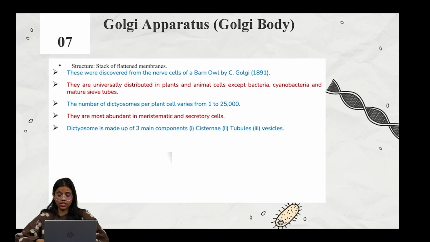The seventh one is the Golgi apparatus, also known as the Golgi body. If we talk about the structure, it has a stack of flattened membranes. These were discovered from the nerve cell of a barn owl by C. Golgi in 1891, and they are universally distributed in plant and animal cells except for bacteria, cyanobacteria and mature sieve tubes. The number of dictyosomes per plant cell varies from 1 to 25,000, and they are most abundant in meristematic and secretory cells. They are made up of three main components: cisternae, tubules and vesicles.